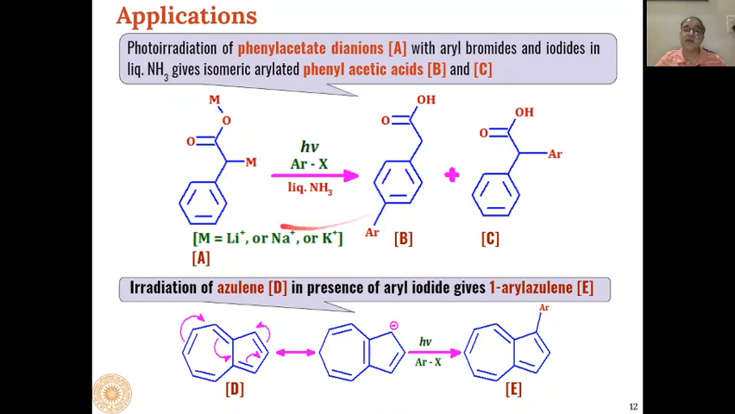H from here will be eliminated, and H radical will combine with X. HX will be formed, which will remove the metal ion present at this place, and this will be converted into a phenyl acetic acid, and arylation will take place at this position. Similarly, the natural product azulene can also undergo arylation to give us one aryl azulene in presence of aryl iodide when this is photoirradiated.